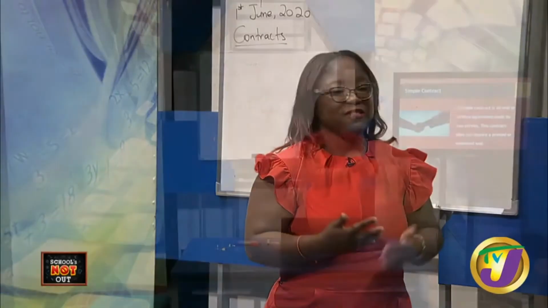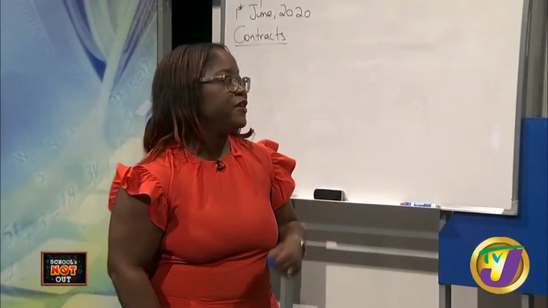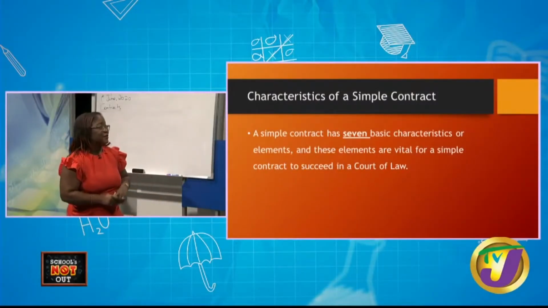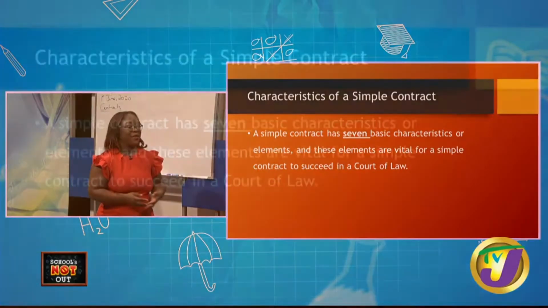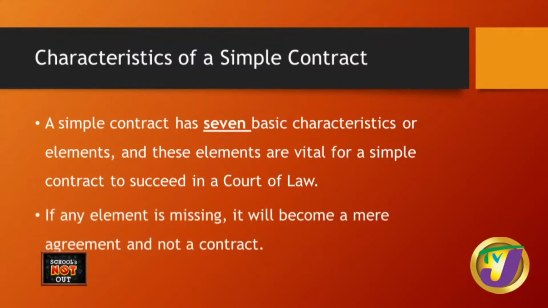So there are certain things that we consider when we talk about simple contracts and why a contract is referred to as a simple contract. First and foremost, the first characteristic of a simple contract is that it has the basic principles or elements that make it vital. Without these basic elements, it's just an agreement. So we're going to be breaking down these characteristics of a simple contract. And as we said earlier, if any of these 7 basic characteristics are missing, it is just a simple agreement and not a contract. So let's look at what these are.